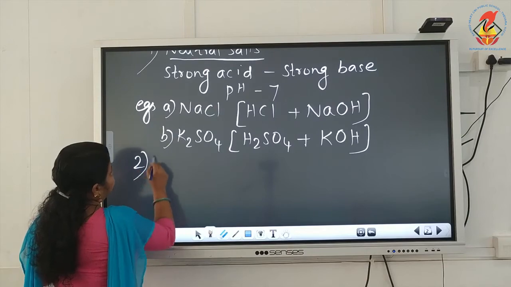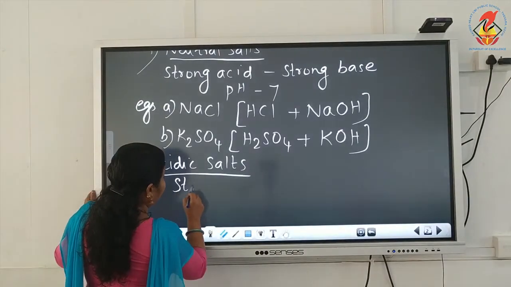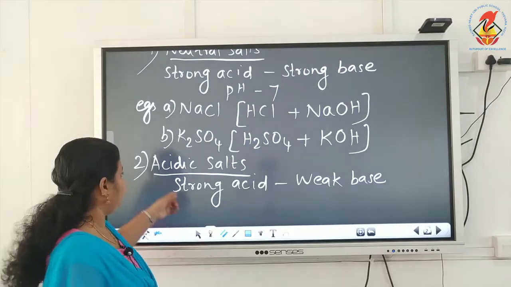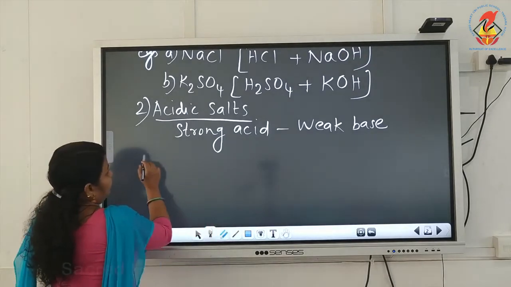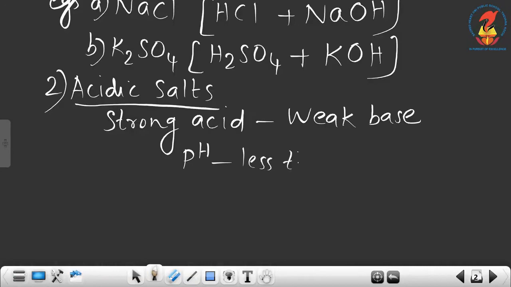Now, the second type, acidic salt. Here the salt has more acidic property. How can you get an acidic salt? By the neutralization between a strong acid and a weak base. The acid is strong in nature and the base is weak, so the salt formed will have more acidic property. So, we call it an acidic salt. Since it is acidic in nature, its pH value will be less than 7.